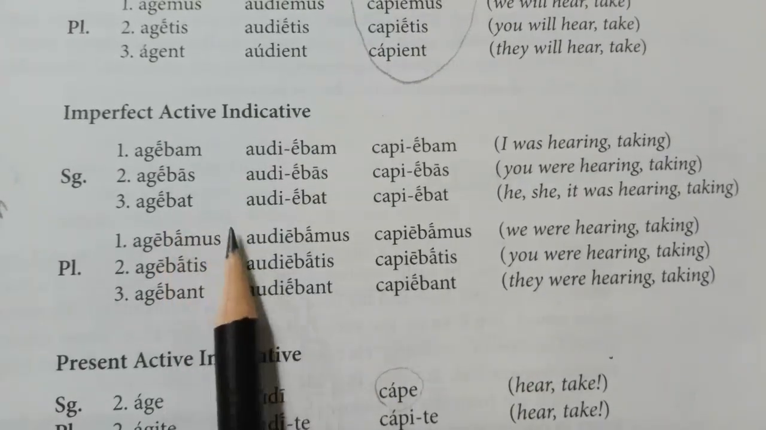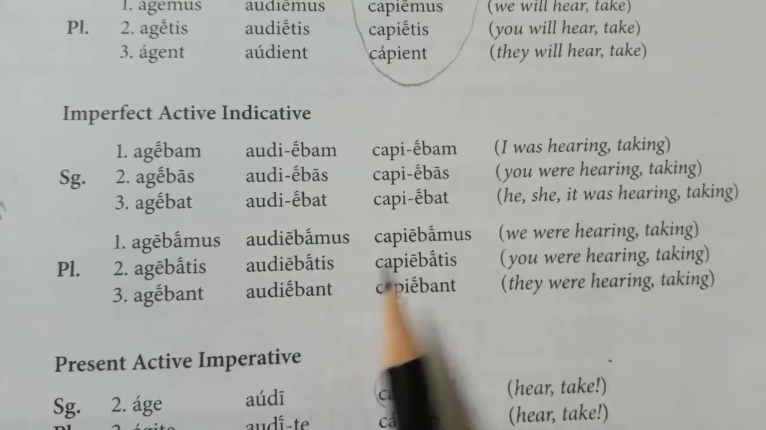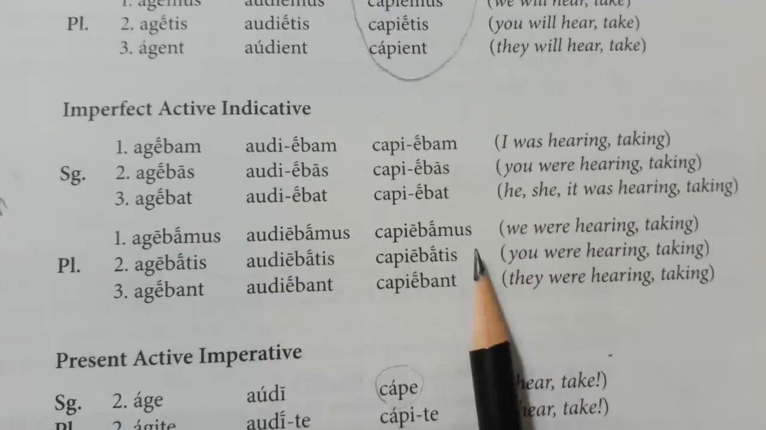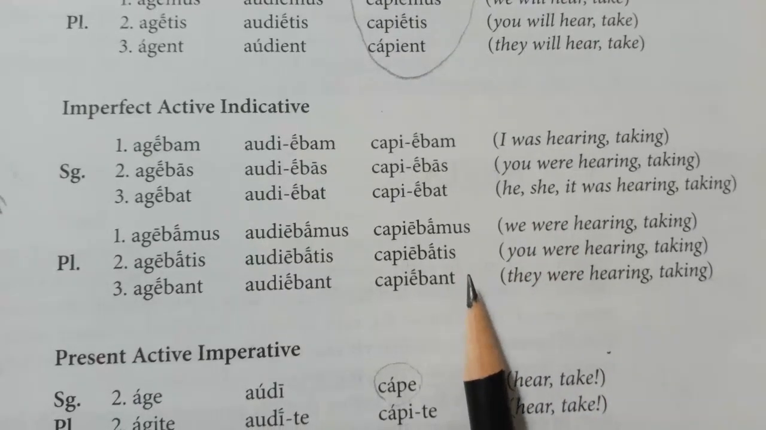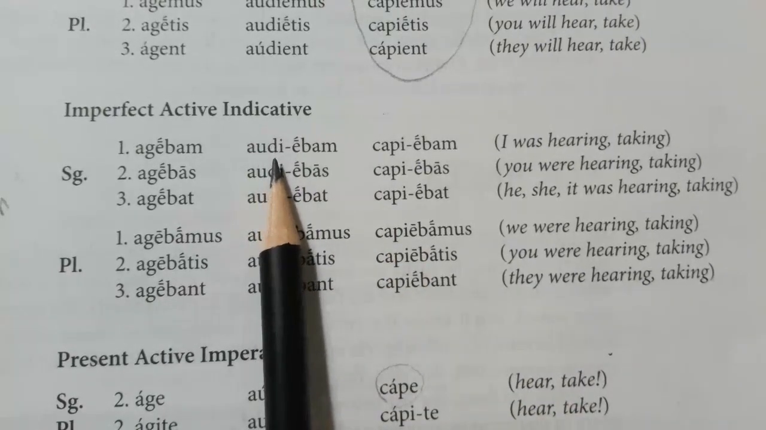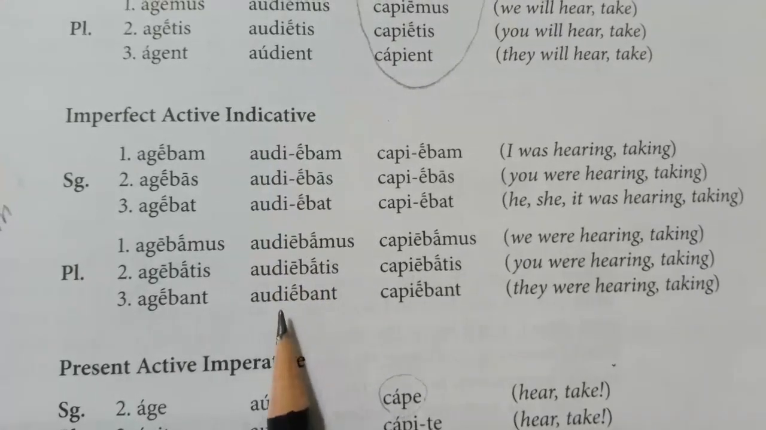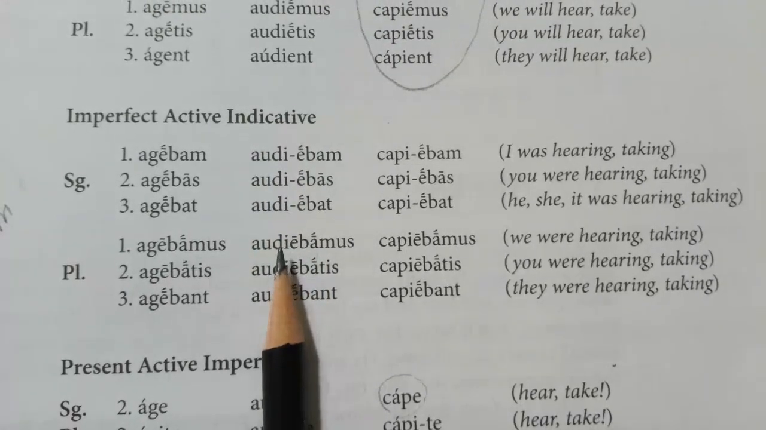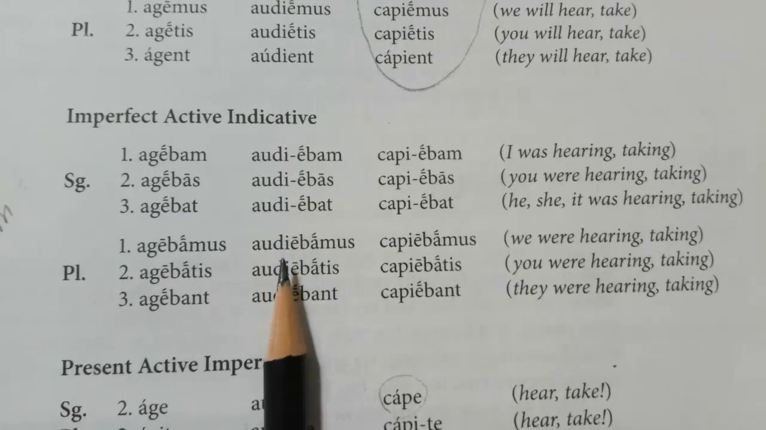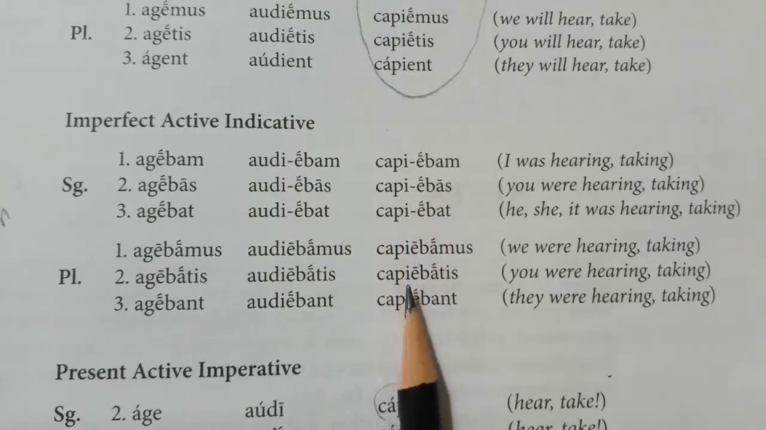Bam, bas, bat, bamus, batis, bant. All the same. The only thing to note here is that I, again, that I is strong. He's persistent, so he's going to stay. He's attached to the hip, you could say, with the stem of the word, audi. Right? He's always going to be there. Okay? And then again, capio, capere, the third conjugation, who wants to be like the I, that IO verb, he's going to keep that I too, all the way through.